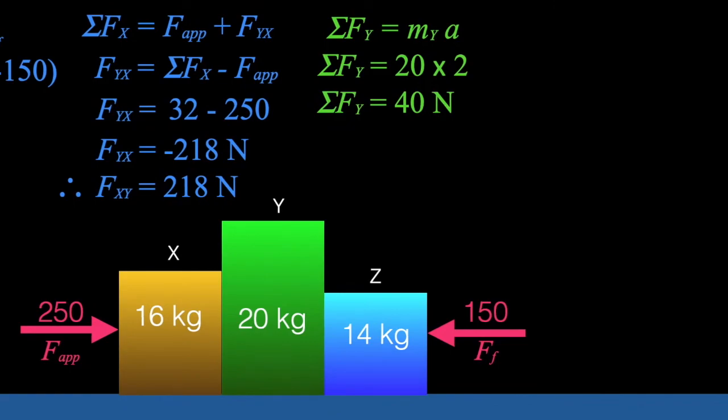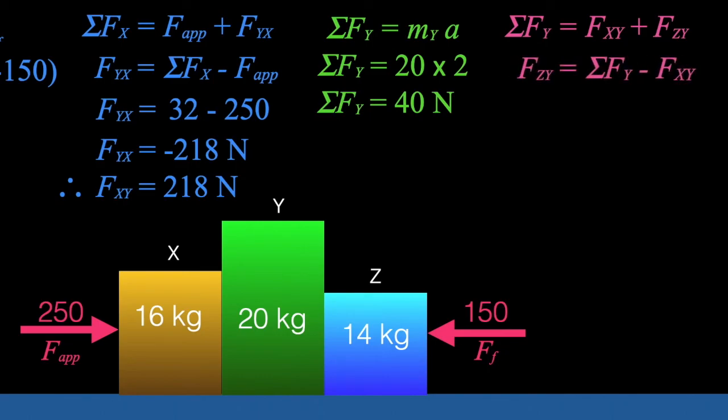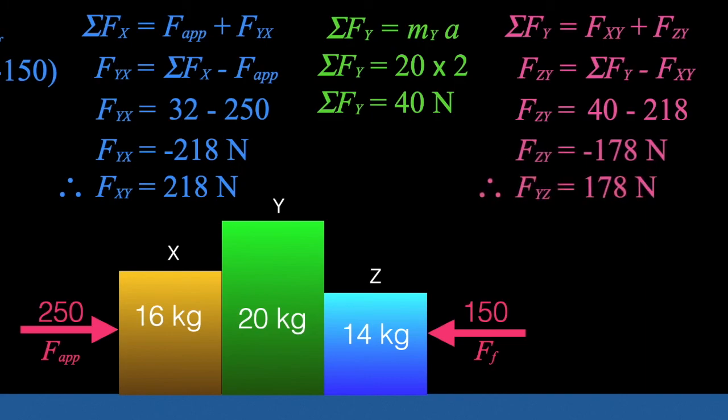I can now do that same thing again where I use the net force formula, it has two forces being applied to it, the force that X is applying to it and the force that Z is applying to it. So we end up rearranging that to find the force that Z is applying to Y, and we end up with 40 minus 218 gives us minus 178 newtons. Therefore, the force that Y is applying to Z equals 178 newtons.